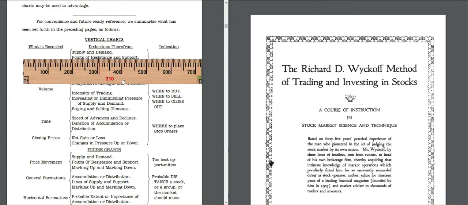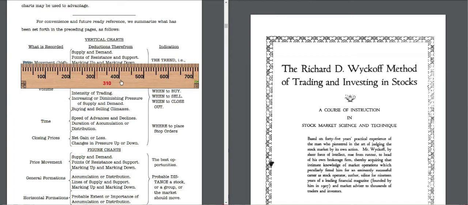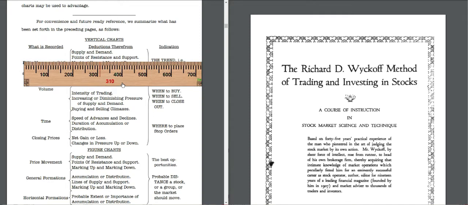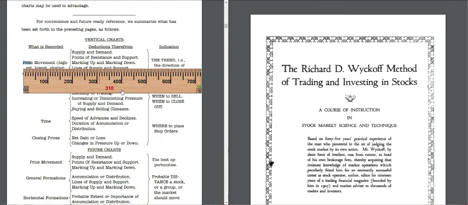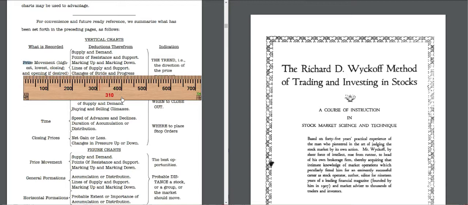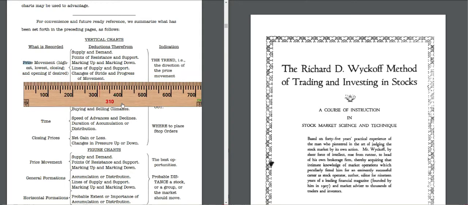And deductions from that bar chart: you indicate supply and demand, points of resistance and support, markup and markdown. You get all this from vertical charts, right? Lines of support and supply, change in stride and progress of movement. Now, a lot of people have to understand what the stride and progress is.